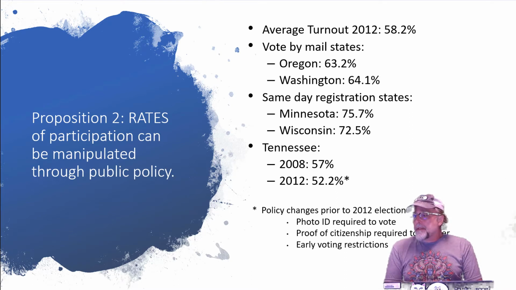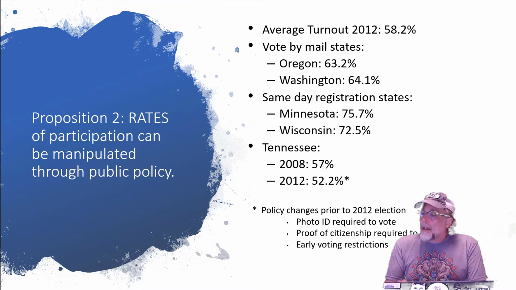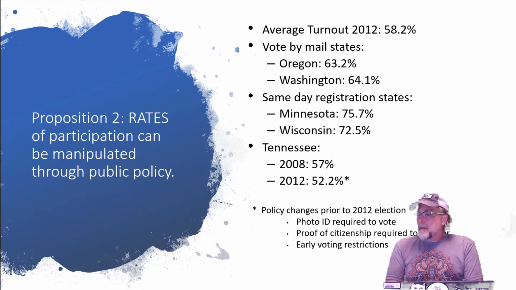In 2012, the average voter turnout across the entire country was 58.2%. Now, in vote-by-mail states, we see that those rates of participation are higher. Oregon and Washington use vote-by-mail exclusively, and they had participation rates well over 60%.